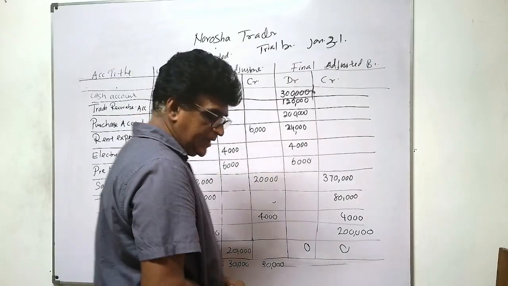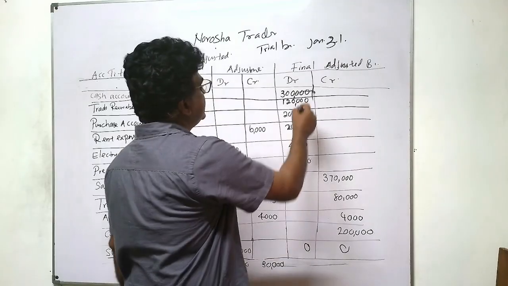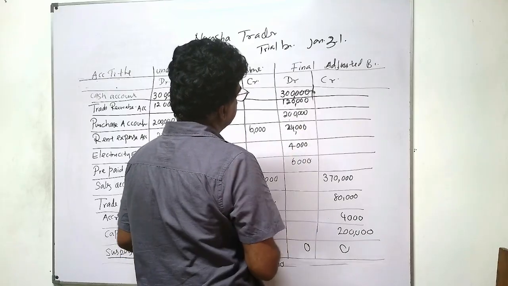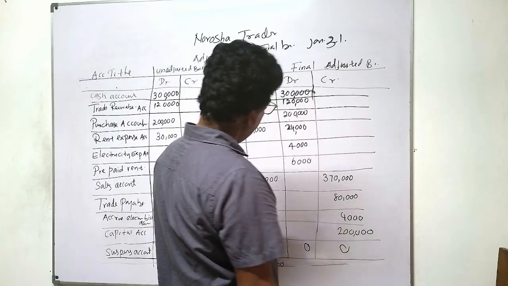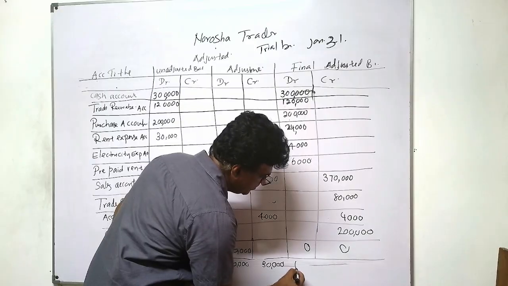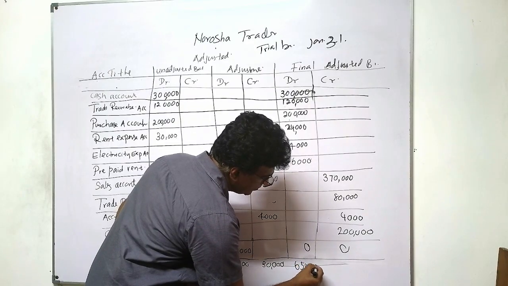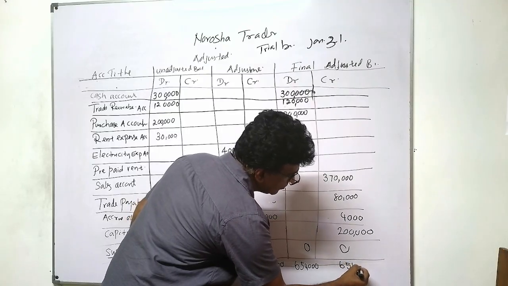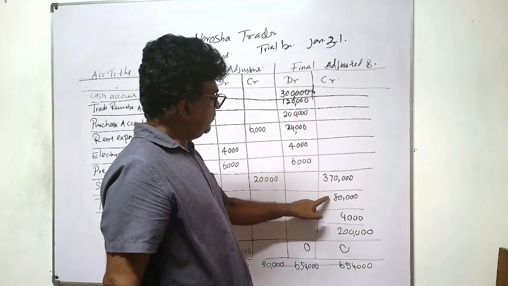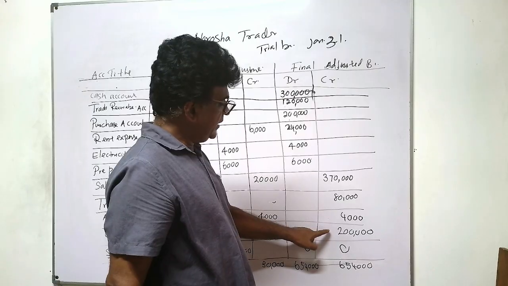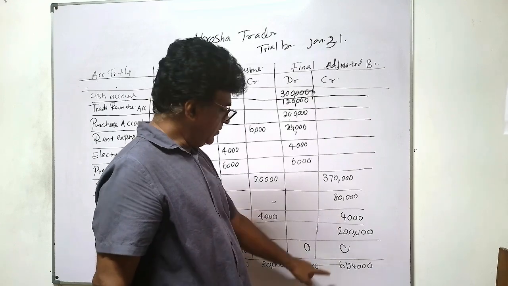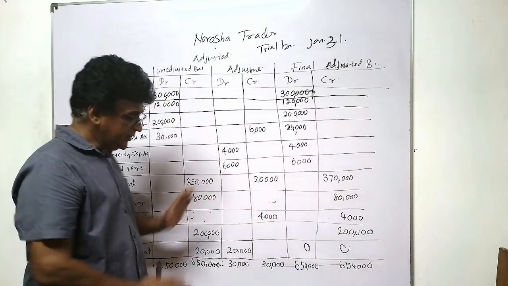Here, this is supposed to be 654,000. Balanced. 370,000, 450,000, 650,000, 654,000, 654,000. Right? Then this is the way.